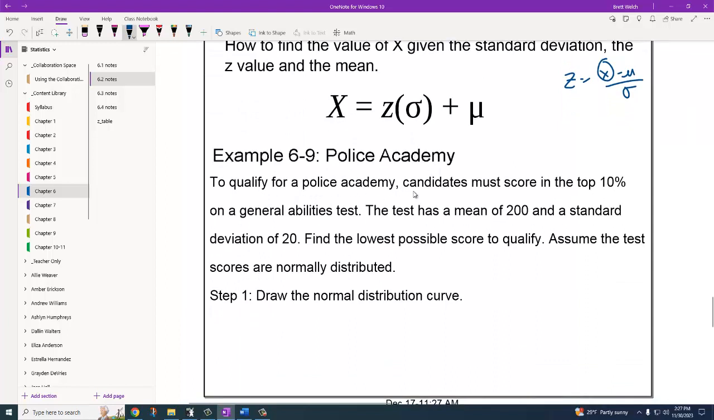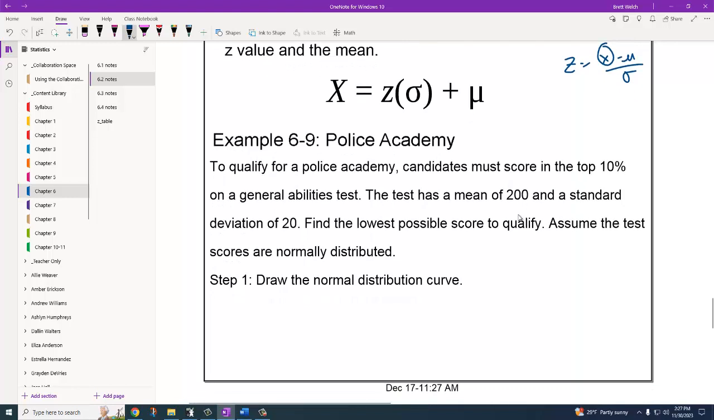So to qualify for Police Academy, candidates must score in the top 10% of a general abilities test. The test mean is 200 and the standard deviation is 20. So find the lowest possible score to qualify. So if I look at this, I draw my little bell curve. Right here in the middle is 200. And there's some score over here that means this is going to be the top 10%. That's what I'm looking for.